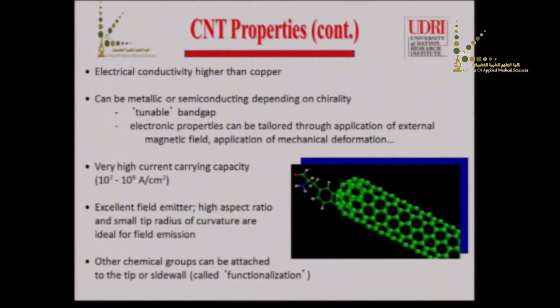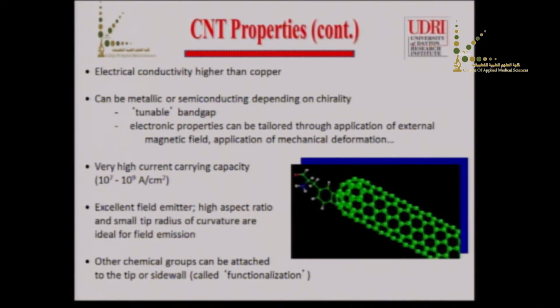My project today is electrical conductivity higher than copper. As you know, people take the copper and sell it in the market. What do you think when they know about carbon nanotube? It has more electrical conductivity. It can also be metallic or semiconductor, as I mentioned before, depending on chirality. That means when I change the dimension, I will get something useful.